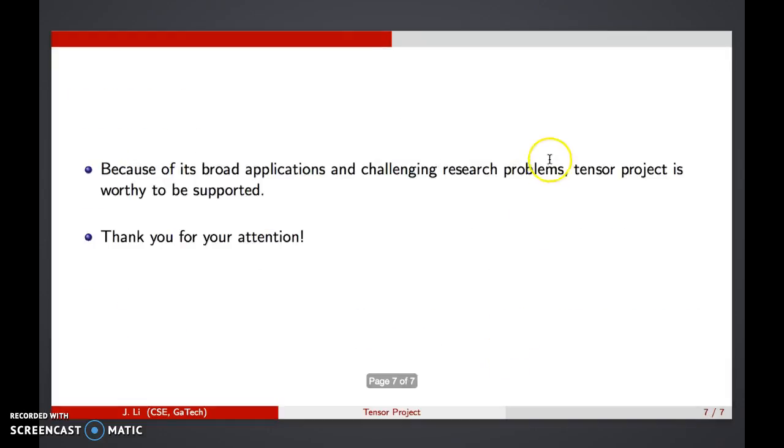To summarize, because of its broad applications and challenging research problems, the tensor project is very worthy of being supported.